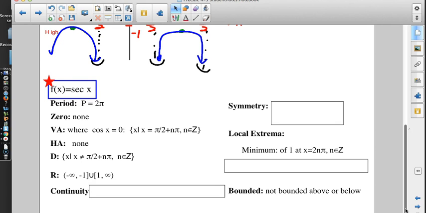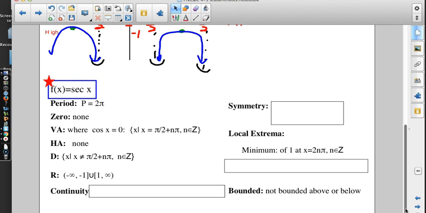No horizontal asymptotes. Not going to happen. And the domain is everything but those vertical asymptotes. So that's just putting a not equal to in that. So the set of all x such that x is not equal to pi over 2 plus n pi, where n is the set of all integers.